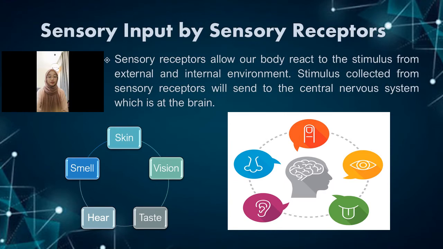The early process of stimulus response is sensory input by sensory receptors. Sensory receptors allow our body to react to stimulus from the external and internal environment. There are a few types of receptors in the human body, which are receptors of vision, hearing, taste, smell, and receptors on the skin. Receptor of vision occurs in the retina, whereas light at different frequencies is the stimulus and it will be absorbed by the retina.